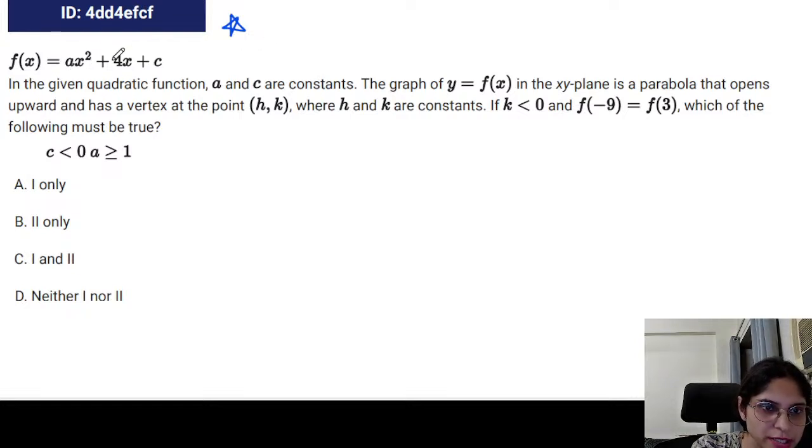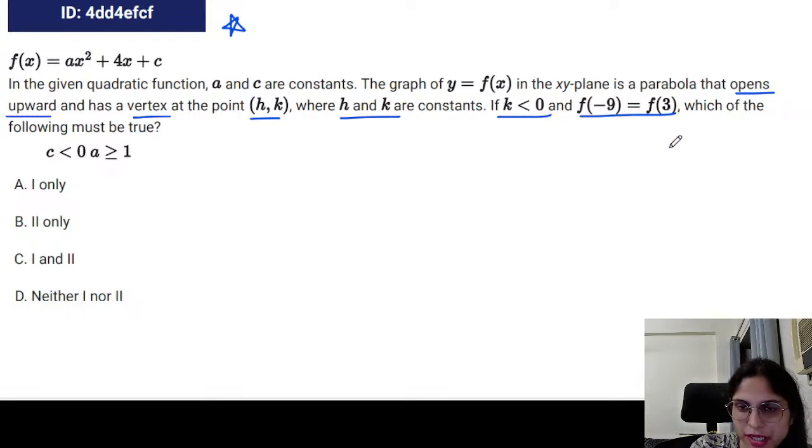F of x equals ax square plus 4x plus c. In the given quadratic function, a and c are constants. The graph is a parabola that opens upward. It opens upward, that means the value of a is positive. Has a vertex at the point h comma k, where h and k are constants. K is less than 0. F of negative 9 is f of 3. Which of the following must be true?